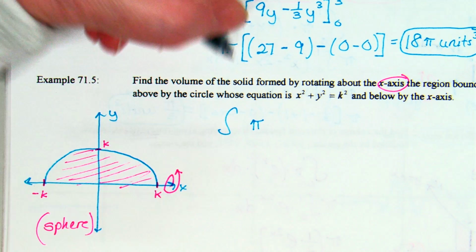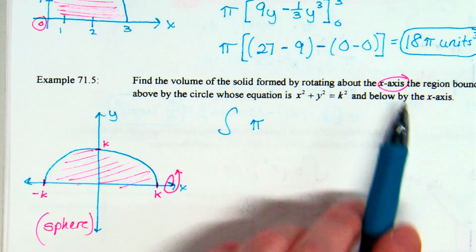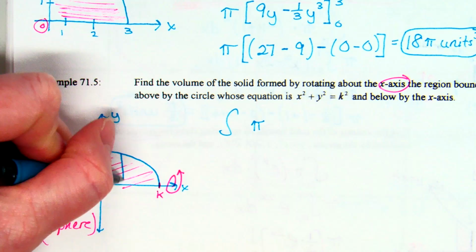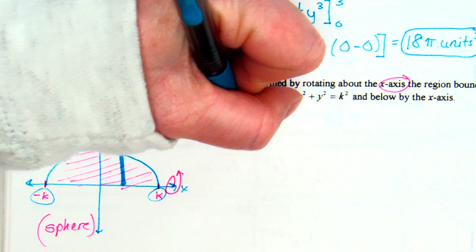Okay, now, which boundaries? I guess I never drew my rectangle. We're rotating about the x-axis. So now my rectangle is a vertical rectangle, because we're in terms of x. So this represents dx. My boundaries we're using are x boundaries, so we are going from negative k to k.